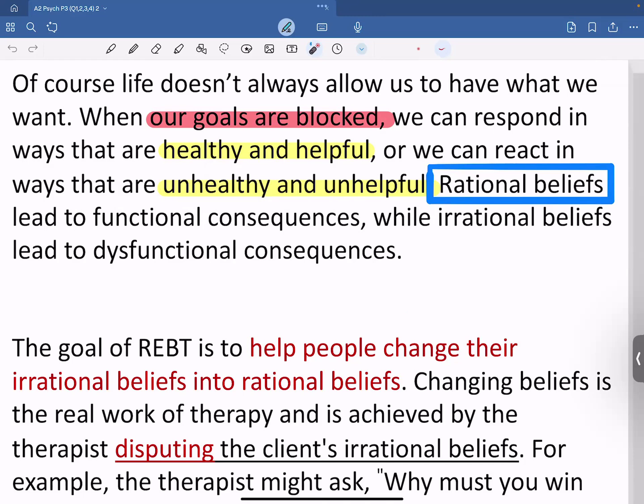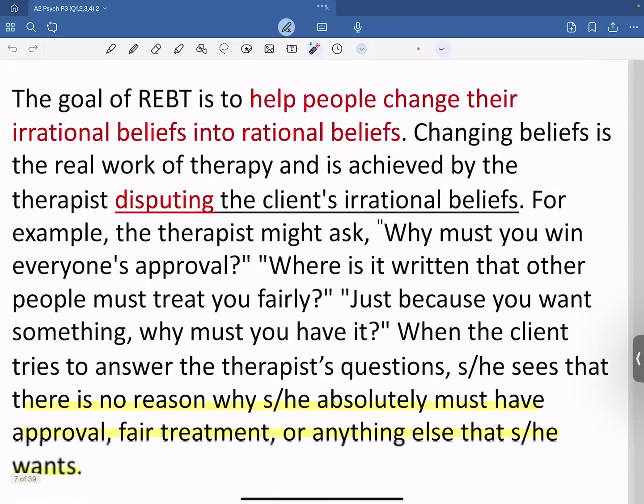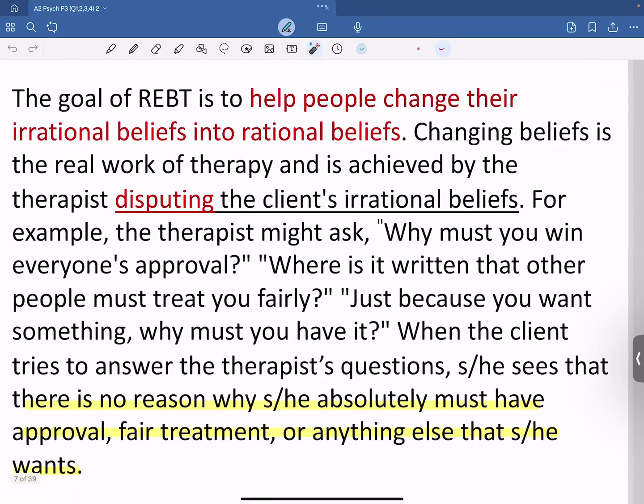Now, what is the goal of REBT? The goal of REBT is to help people change their irrational beliefs into rational beliefs. How does this work? Changing beliefs is the real work of therapy and is achieved by the therapist disrupting the client's irrational beliefs. So, what does the therapist have to do over here? The therapist is expected to disrupt or dispute the client's irrational beliefs.